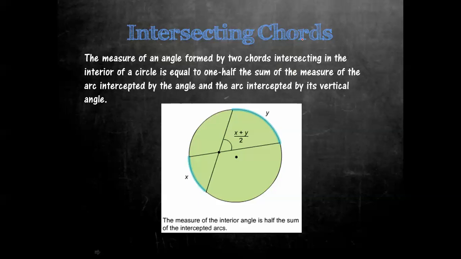Okay, the other thing that we're going to talk about is intersecting chords. And what this says is that the measure of an angle formed by 2 chords intersecting in the interior of a circle is equal to 1/2 the sum of the measure of the arc intercepted by the angle and the arc intercepted by its vertical angle. So remember a vertical angle is the angle that's right across from one angle. So these two angles are vertical. So what that's saying is that both of those intercepted arcs, x and y, you're going to add those together, x plus y divided by 2 to get the sum.